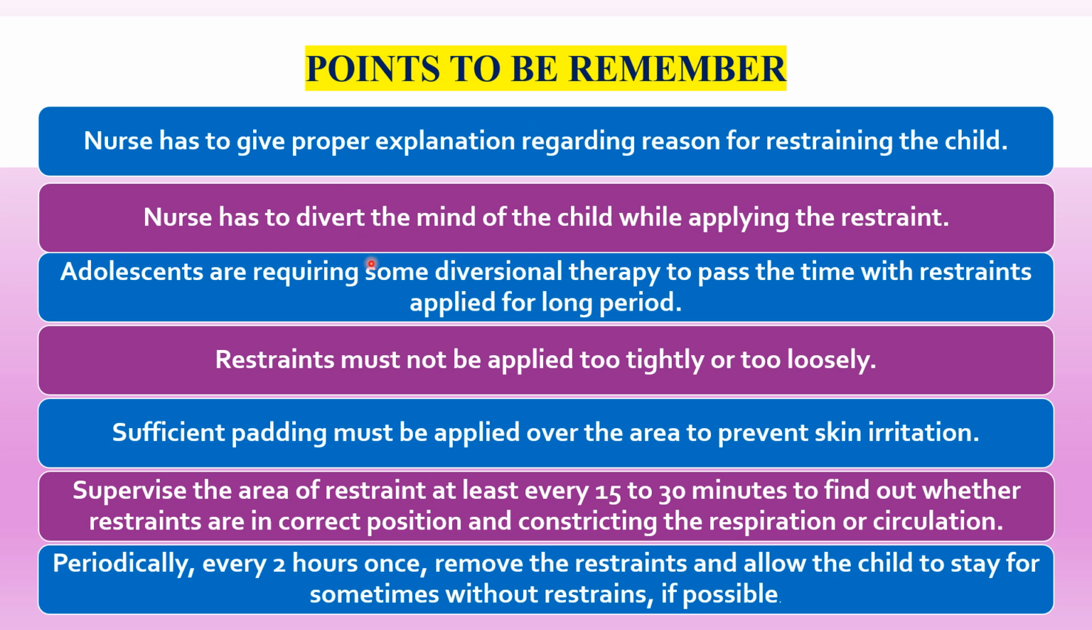Next one is the diversion therapy. We have to divert the mind of the child while applying the restraints. Suppose without diversion therapy, if you apply the restraints over the children, they may oppose the restraining movement. Next one is that adolescents require some diversion therapy to pass the time with the restraints applied for a long time, right? So adolescence is the age where they used to do so many activities a day, so they don't want to sit in one place, so basically they need some diversional activity to pass the time.